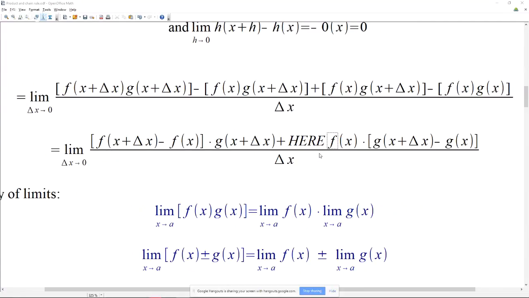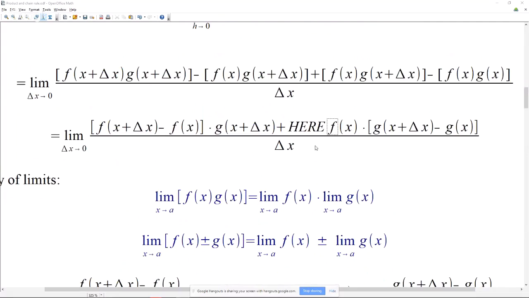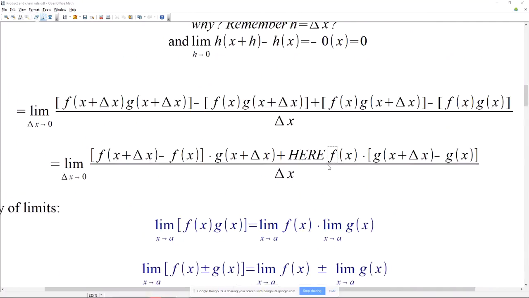Okay, so here is what I'm talking about. So the live feed, what I'm talking about here. This f of x right here is just being factored out from these two things here. I'm taking the f of x from here, and I'm taking the f of x from the f of x of g of x, leaving me just f of x with g of x plus delta x minus g of x, right? All I did was factoring it out, and then they put in the parentheses. So that's all they did on that particular line.